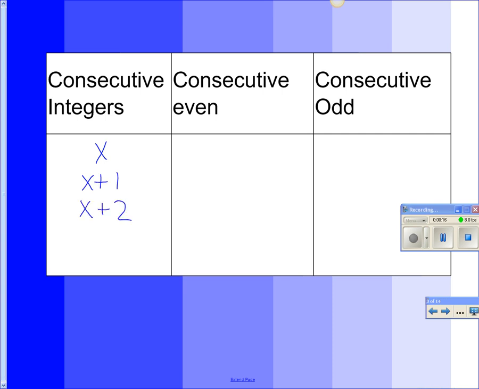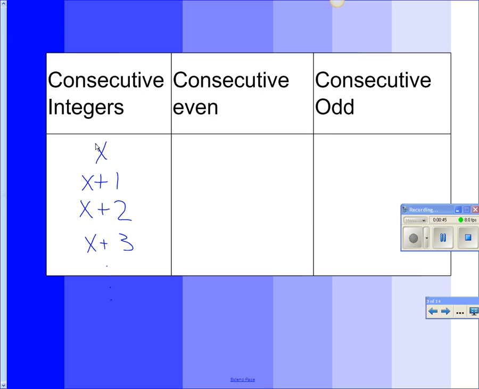Okay, so if it says there's two consecutive integers, it would be x and x plus 1. If it says there's three of them, it would be x, x plus 1, and x plus 2. What if it says there's four of them? X, x plus 1, x plus 2, and x plus 3. So this list could go on forever depending on what you needed, okay? So you don't always use the whole list.